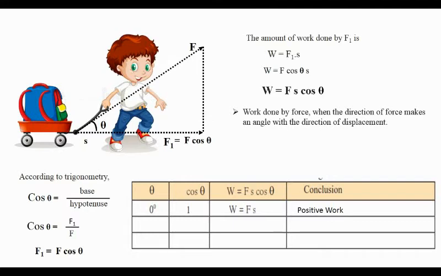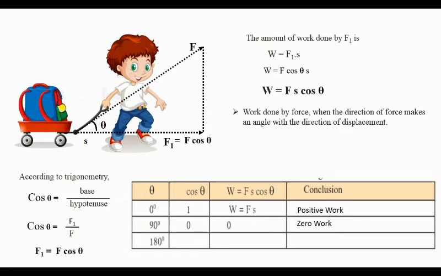Now consider another value, 90 degrees. The value of cos theta for this is 0. Now the work done W is 0. The conclusion is that the work done is 0. In that case, when the force and displacement are perpendicular, we say that the work done is 0.